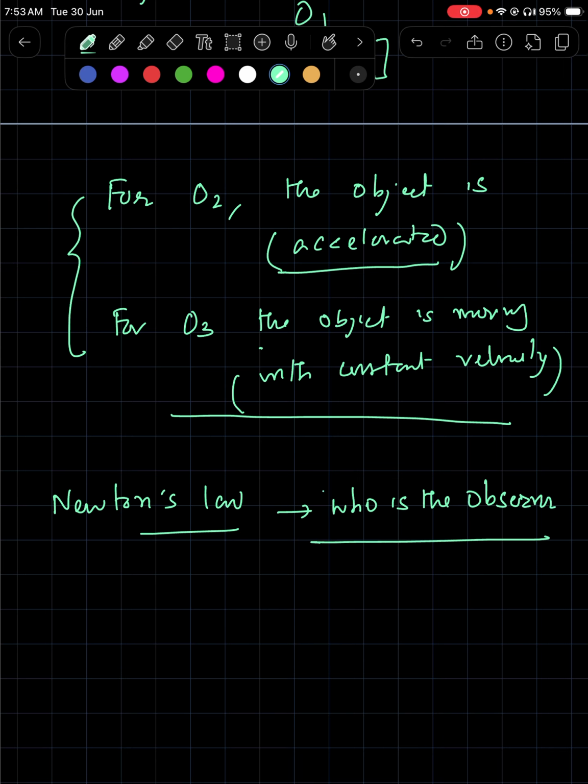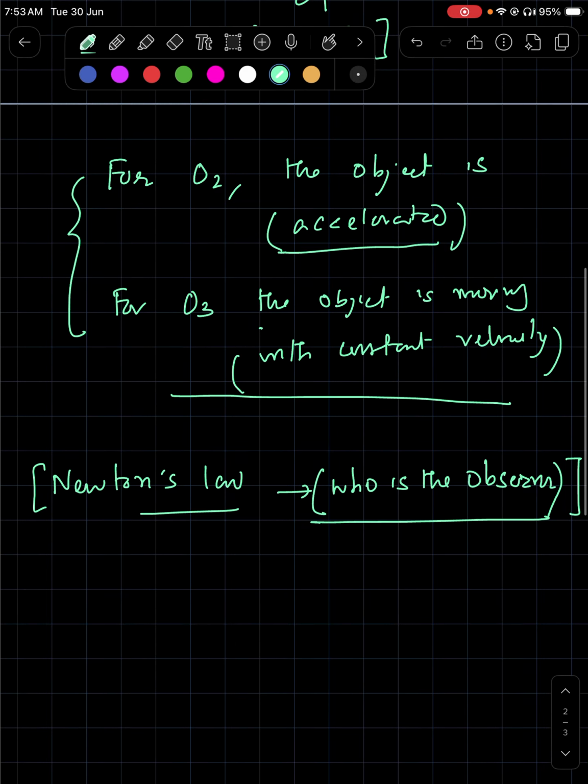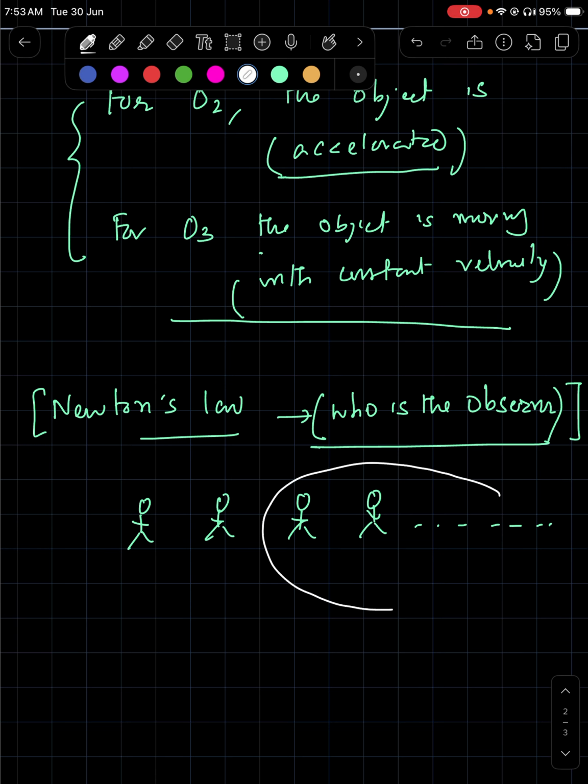So he means that Newton was giving us the prescription. So decide who will be the observer. There are many observers. I am just picking everyone here. Say there are many, so this is a long list. Newton is telling that you will pick those observers.